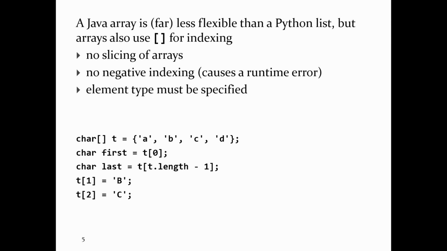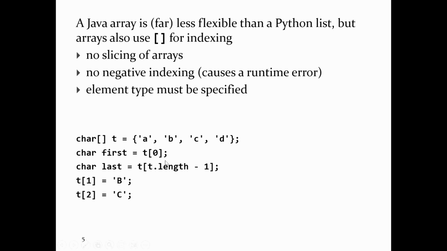So no negative indexes. Furthermore, you have to specify the element type of the array. Here, I've got an array T. It's an array of car. When you declare the array, you are allowed to initialize it at the point where you declare it. So I can say car square bracket T equals brace, and then put the sequence of values inside the braces. This makes an array T whose values are A, B, C, and D, so it's an array of length 4.